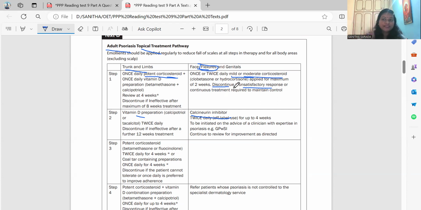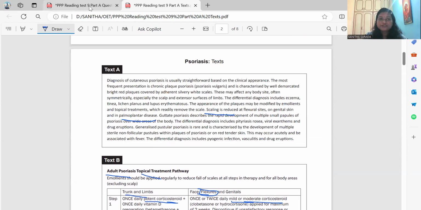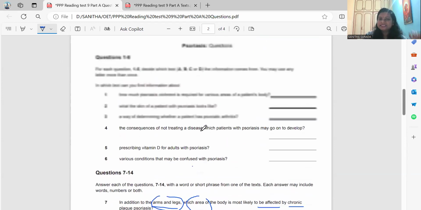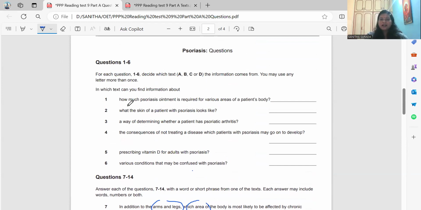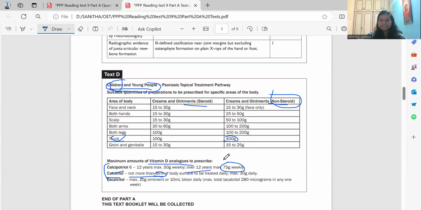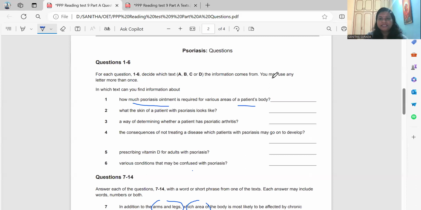Now we are going to find out the multiple choice questions very easily. Within seconds you can find the answers to the 6 questions. So, how much psoriasis ointment is required for various areas of a patient's body? Here it is only saying how much we have to apply, whether it is steroid or not. It is given in text D, so you will definitely get D.